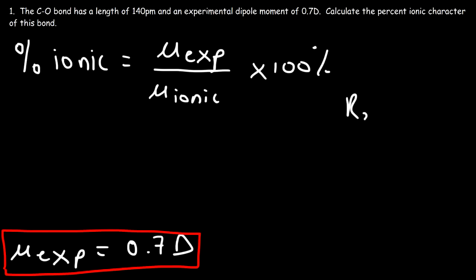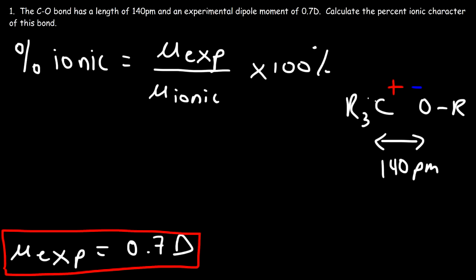Well, let's say the carbon was attached to 3 R groups and it has a positive charge, and the oxygen is attached to 1 R group and let's say it has a negative charge. And let's say that these ions are separated by a distance of 140 picometers, and they have full ionic charges. What would be the dipole moment between those two ions? To calculate the dipole moment, it's equal to the charge times the separation distance.